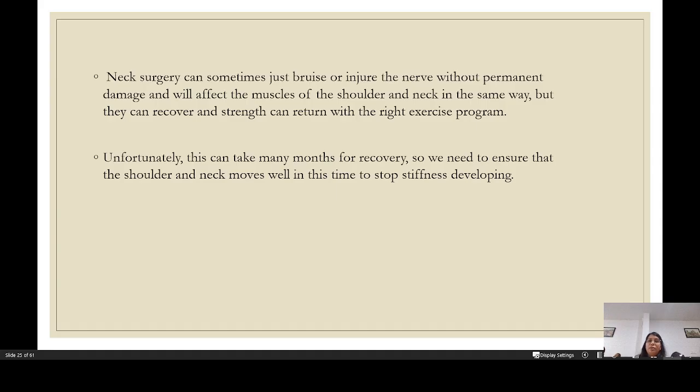Neck surgery can sometimes just bruise or injure the nerve without permanent damage. It will affect the muscles of the shoulder and neck in the same way. Unfortunately, this can take many months for recovery, so we need to ensure that the shoulder and neck move during this time to stop stiffness developing. So these are the exercises for the neck and shoulder.